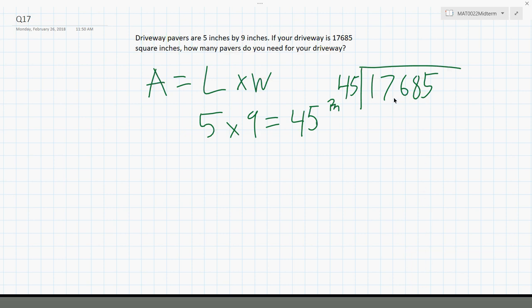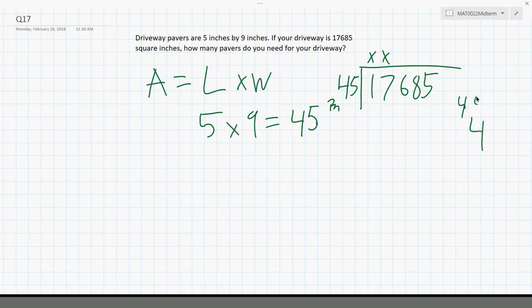Because it's going to be the same volume, so to speak, or area. So can 45 go into 1? No. 17? No. 176. Can 45 go into 176? How many times? 3? 4? Do we have 5? Okay, no. Let's try that 4.